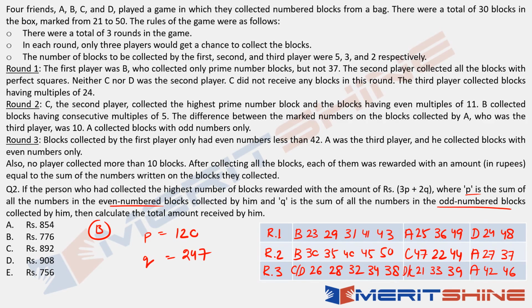Good, like this. And what's the amount then in that case? 3p plus 2q. I'll just write it like this only. Into 3. This is into 2. This is how much? This gives you 360 plus 494, which is how much, which is 854, so rupees 854, which is option A.